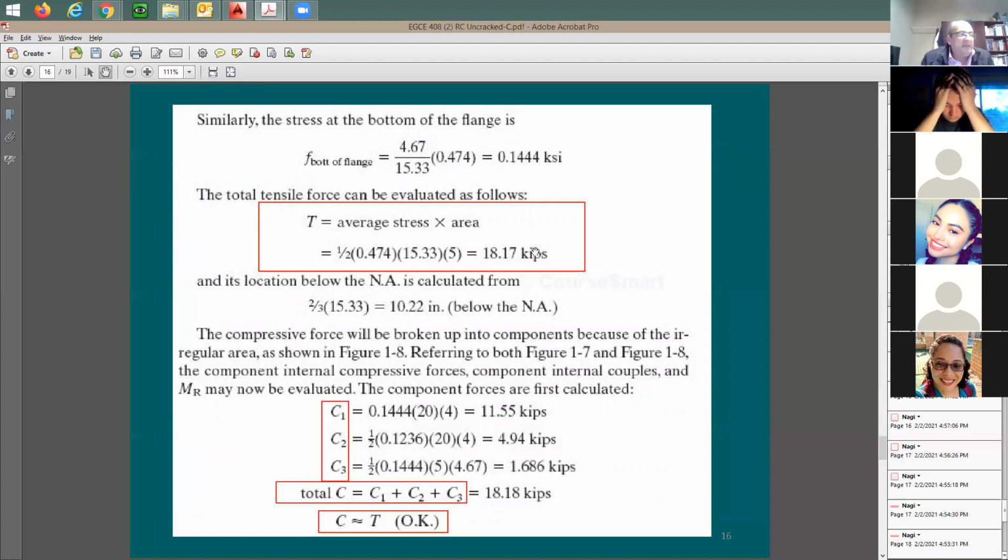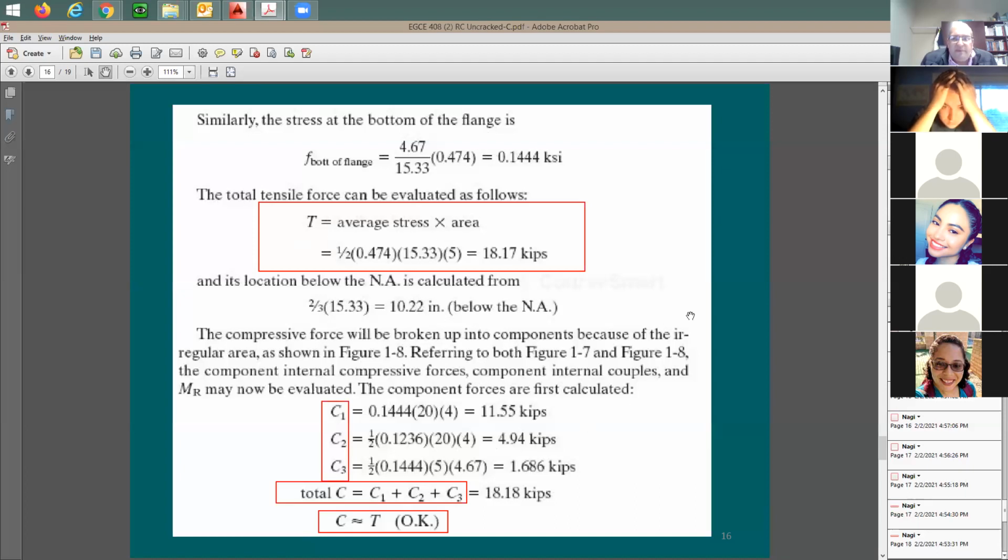The total compression force has to be nearly 18.17 because, when you look here at the analysis, there is some approximation in the calculation of this, right? Some rounding. So it ended up being 18, which is good. Not very bad. Okay, good. Now I have the tension force.